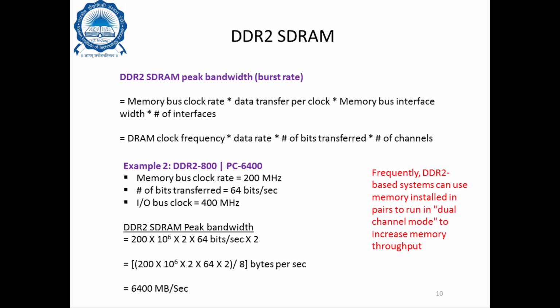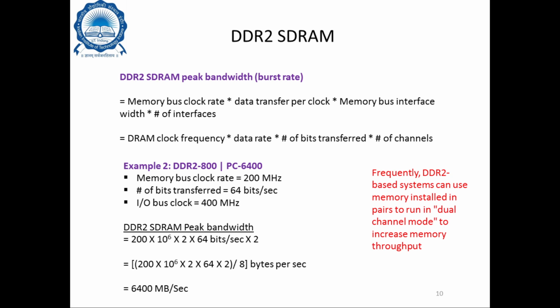Okay, now since it's a DDR2, we frequently see the application of DDR2 based systems as memory installed in pairs, okay, to run in dual channel mode. So they always have two channels basically, so they are always installed in dual channel mode to increase the memory throughput, that is the number of bits transferred per second to be higher compared to normal DDRs. So they are always used as pairs basically in dual channel mode. I'll also show one diagram to make you understand what this using in pairs basically means.